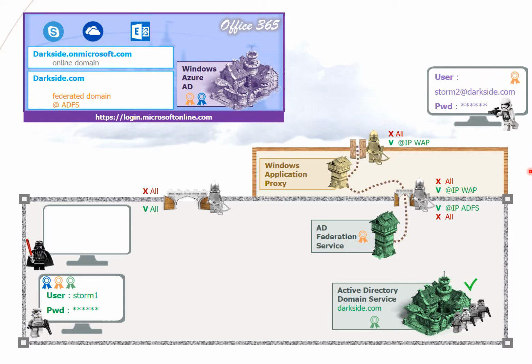Stormtrooper 2 is now in a position to call back Office 365 for a Kerberos token. The Kerberos token is retrieved by Stormtrooper 2, and now he can access all Office 365 services with the new token. And your question may be, but why is it so complicated? And that's the subject for the next video.